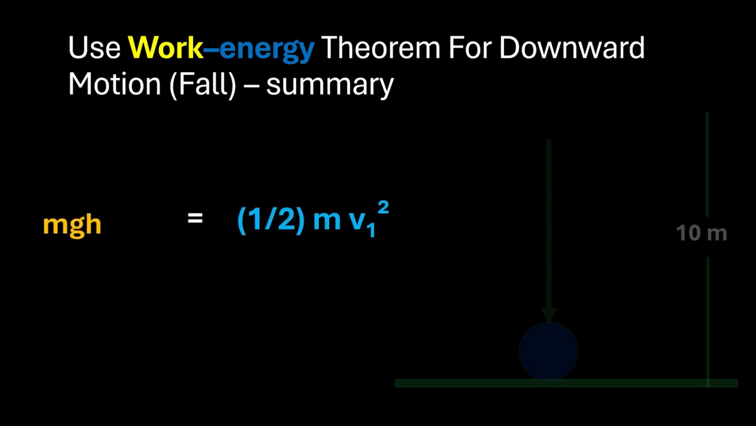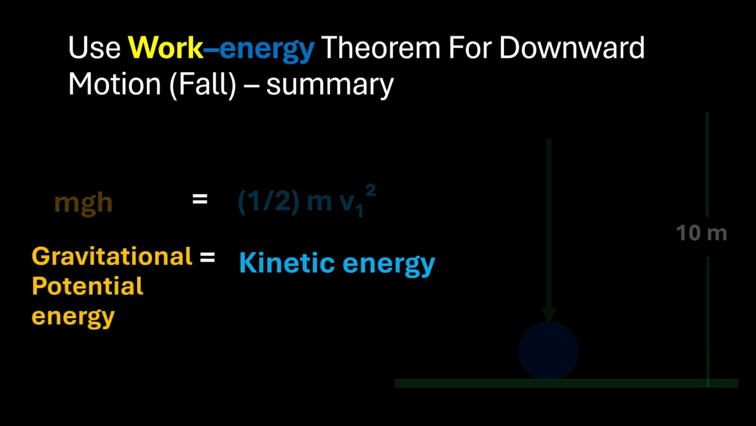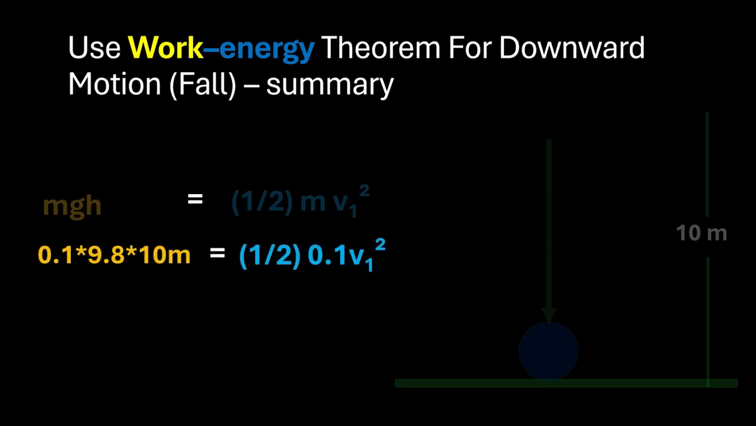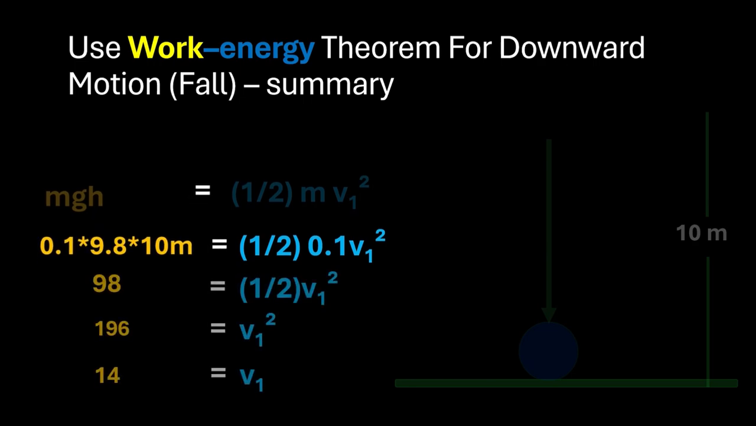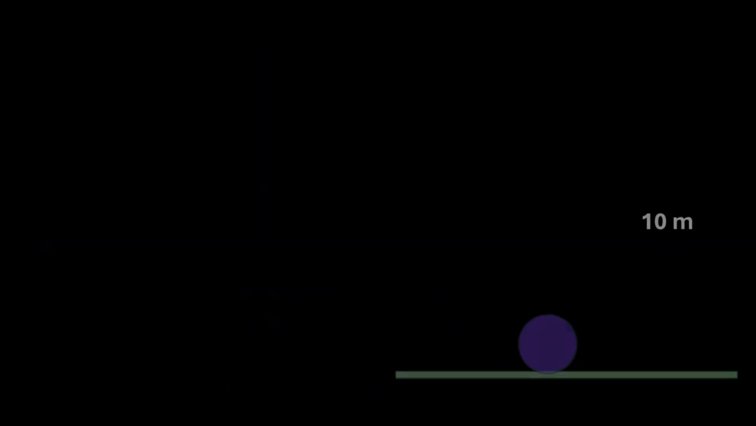If we recall the basics of gravitation, mgh is actually gravitational potential energy, which is restored here as the kinetic energy. Substituting the values, cancelling off m, what we get is v1 square is equal to 196, which gives us the value of v1 as 14.